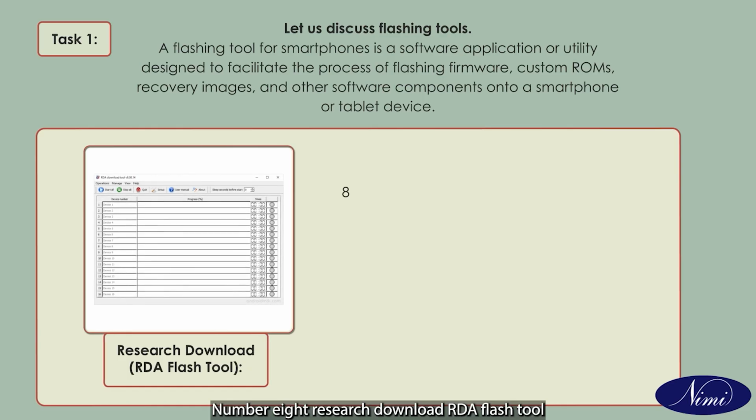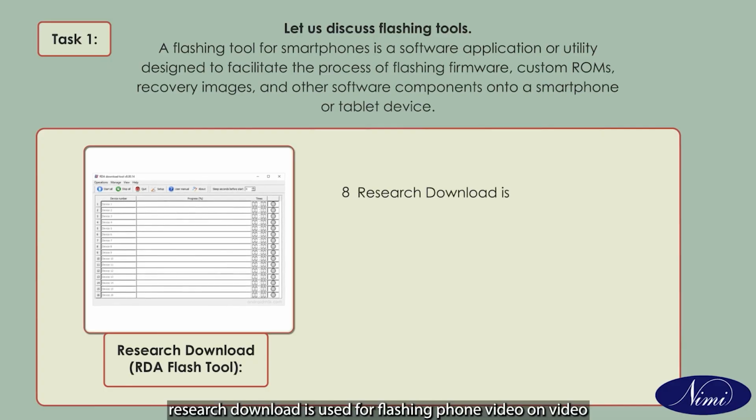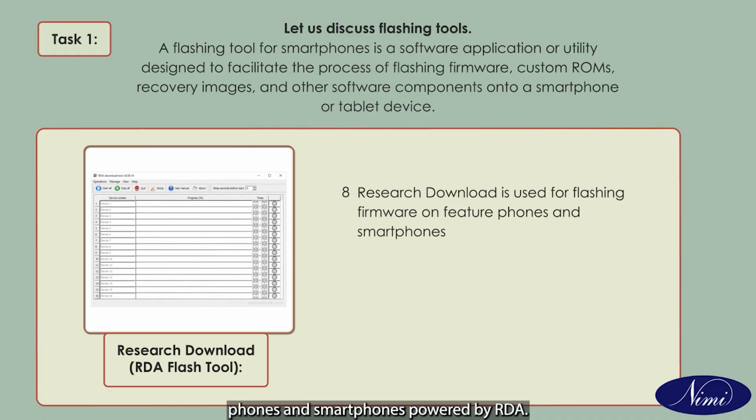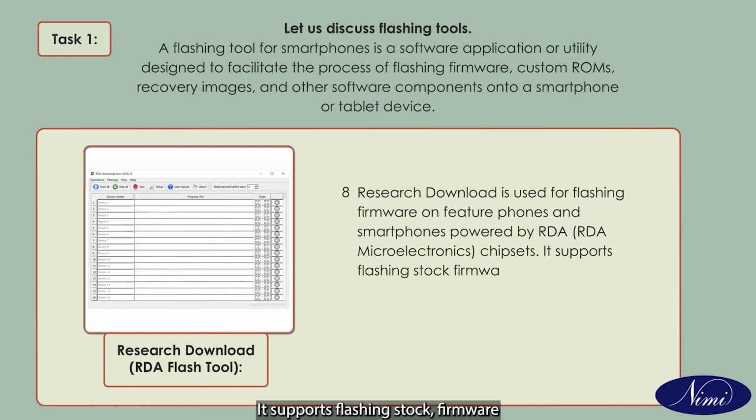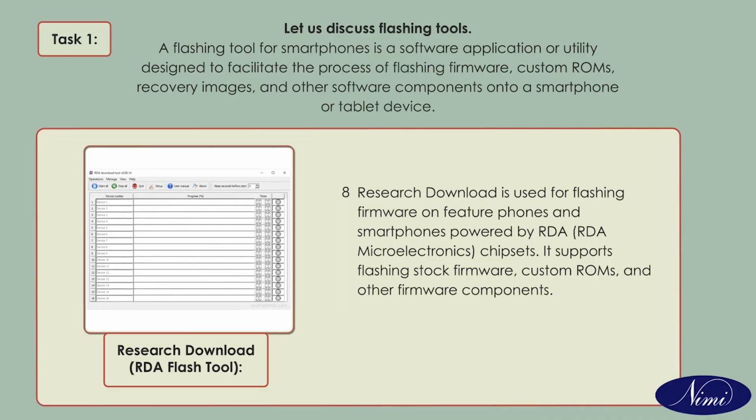Number 8. Research Download, RDA Flash Tool. Research Download is used for flashing firmware on feature phones and smartphones powered by RDA Microelectronics chipsets. It supports flashing stock firmware, custom ROMs, and other firmware components.